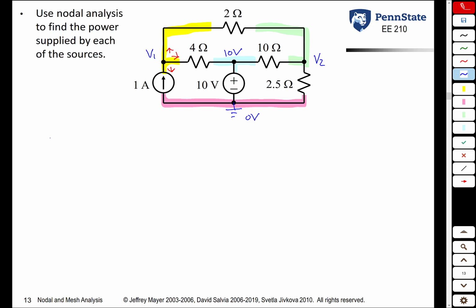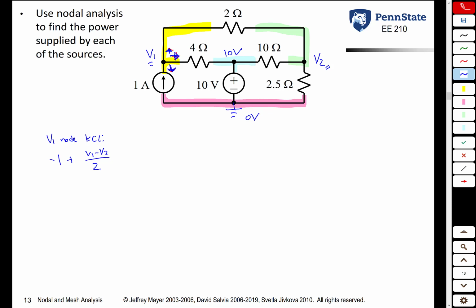So for the V1 node, the KCL equation is what? The current going down, we have 1 amp going up, so the current going down is minus 1 amp. Current going up is a current through the 2 ohm resistor. Remember, the current through a resistor is the voltage at the coming from point minus the voltage at the going to point divided by the resistance. So the current through the 2 ohm resistor is the voltage at the coming from point, V1, minus the voltage at the going to point, V2, divided by 2 ohms. So we get plus V1 minus V2 over 2 ohms.